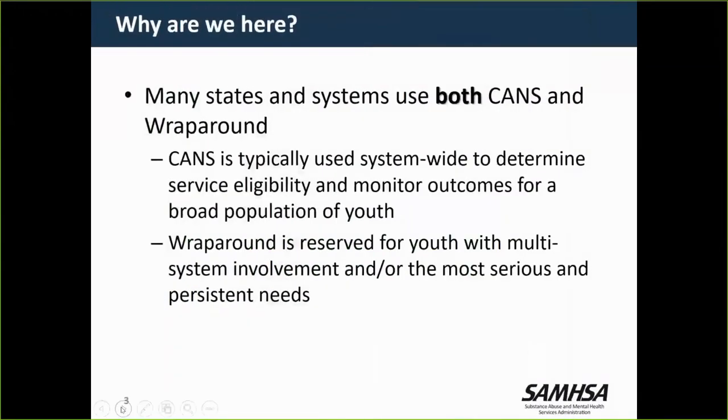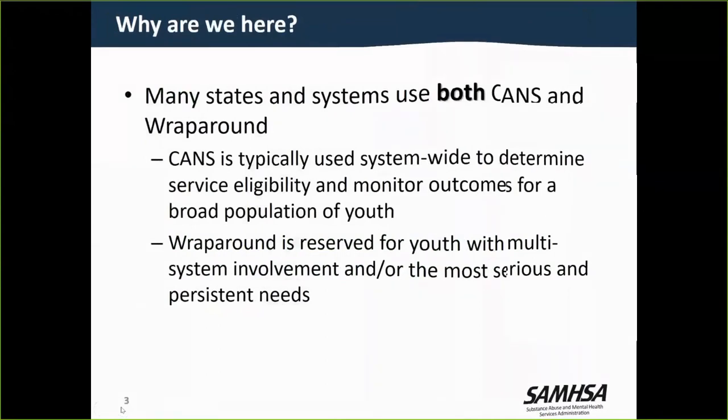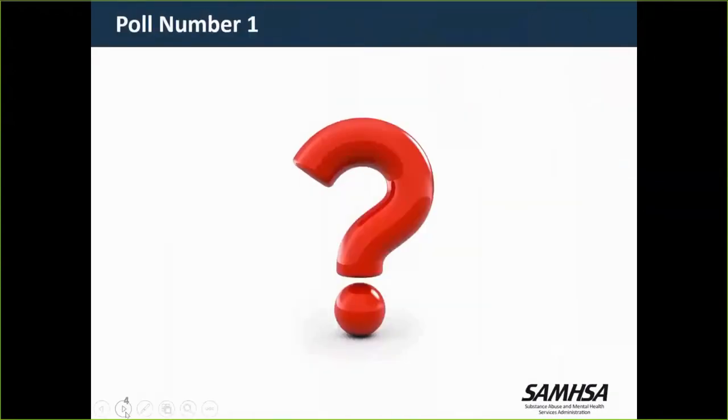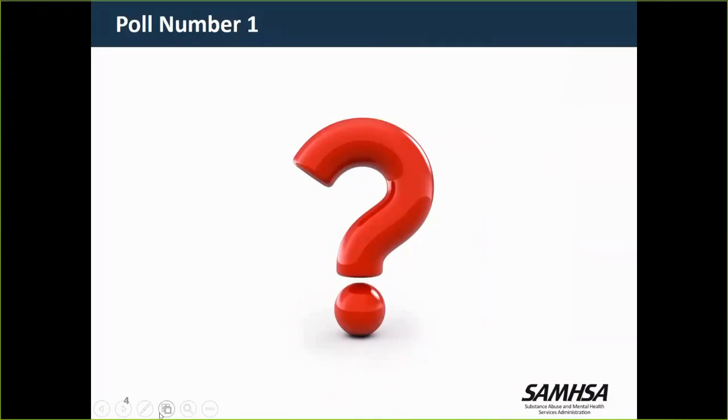So if you could get yourself ready, the first polling question is going to show up to the right of your screen, and the question that we'd like to ask you is which response best matches the mechanism that you use, best matches your current implementation of CANS or wraparound. And if you could just quickly respond to that, we'd really appreciate it, and we'll be keeping this information, disseminating it when we disseminate this taped webinar to people as well.